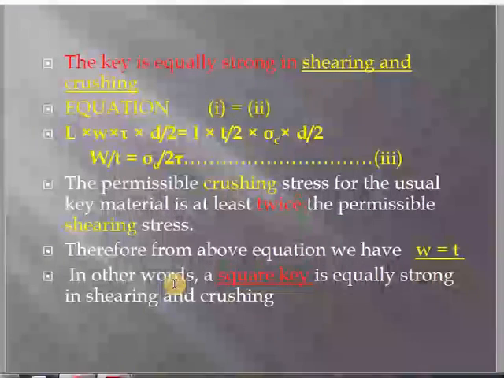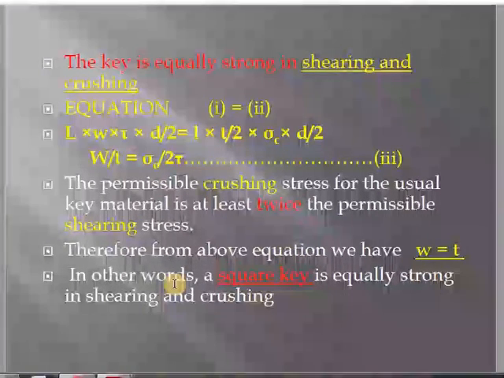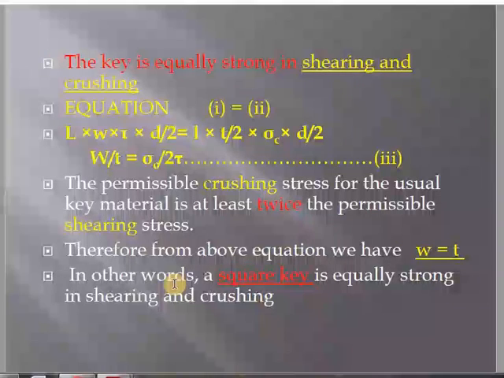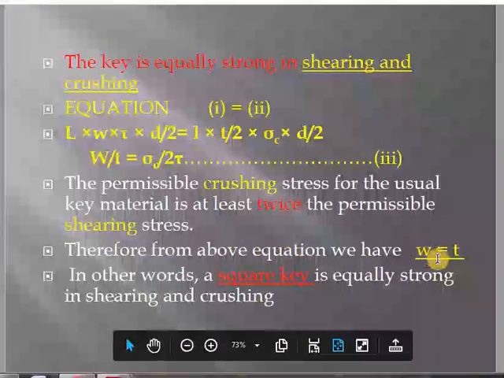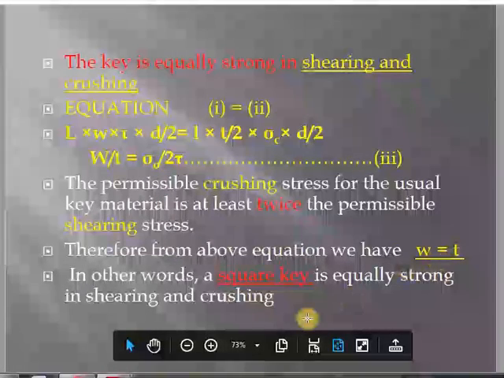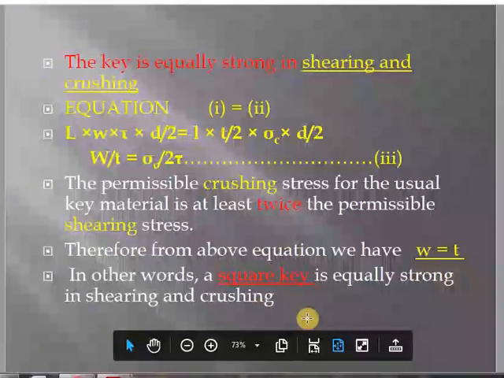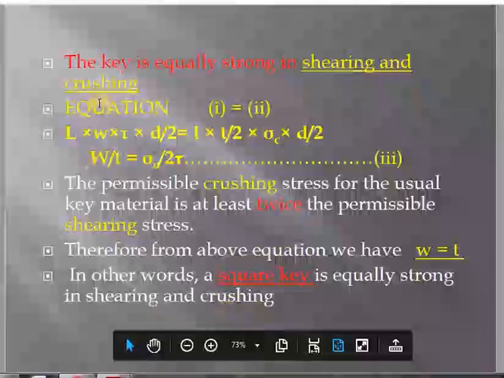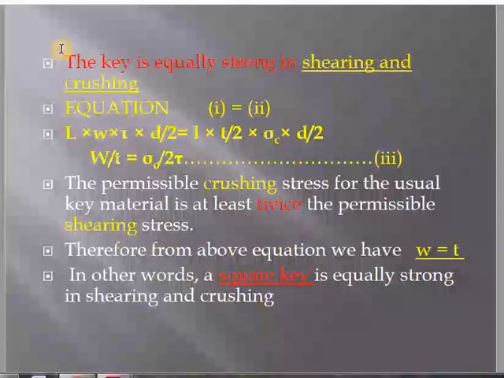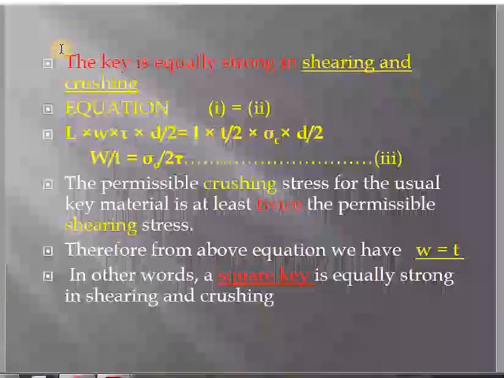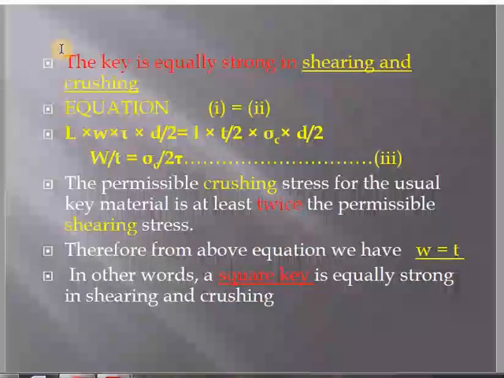So finally we will get W by T is equal to sigma C divided by 2 tau. The permissible crushing stress for usual key material is at least twice the permissible shearing stress. Therefore, from the above equation we have W is equal to T. In other words, a square key is equally strong in shearing and crushing. So that is the advantage of using the square key, which will give us equal strength in shearing and crushing.